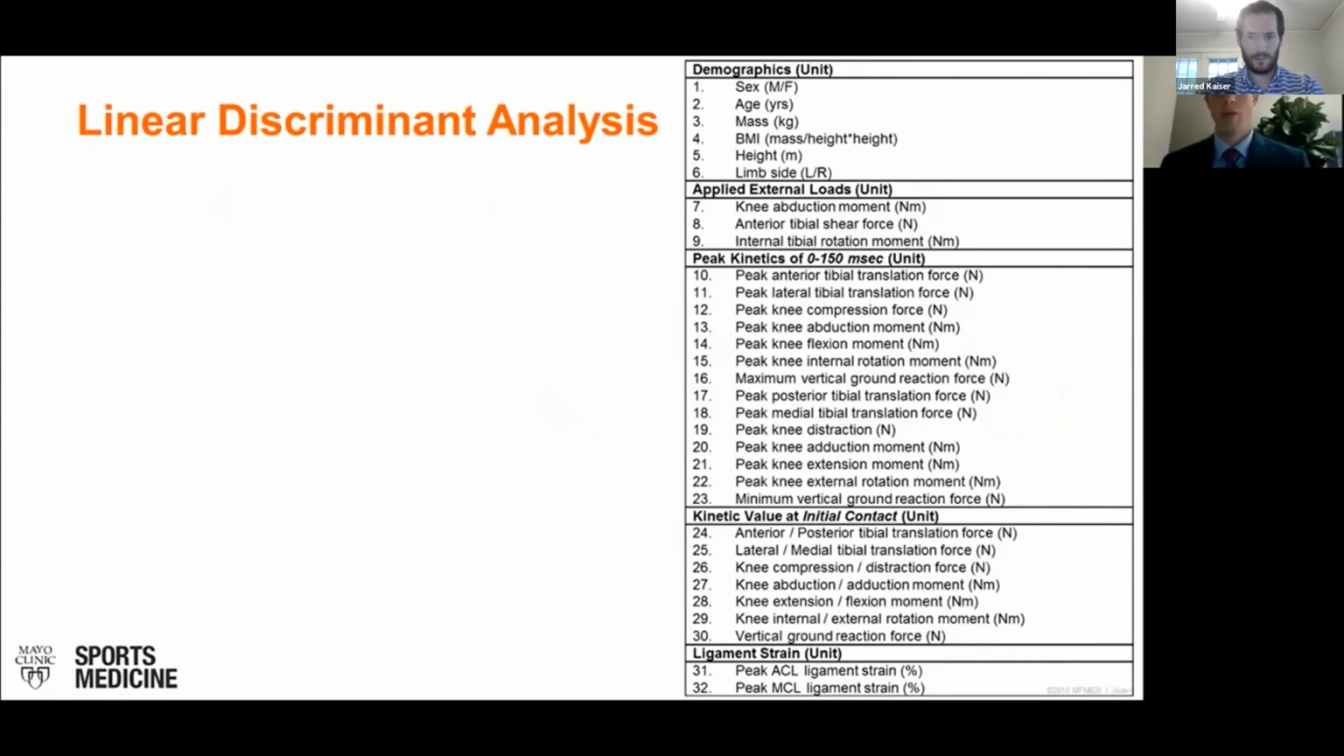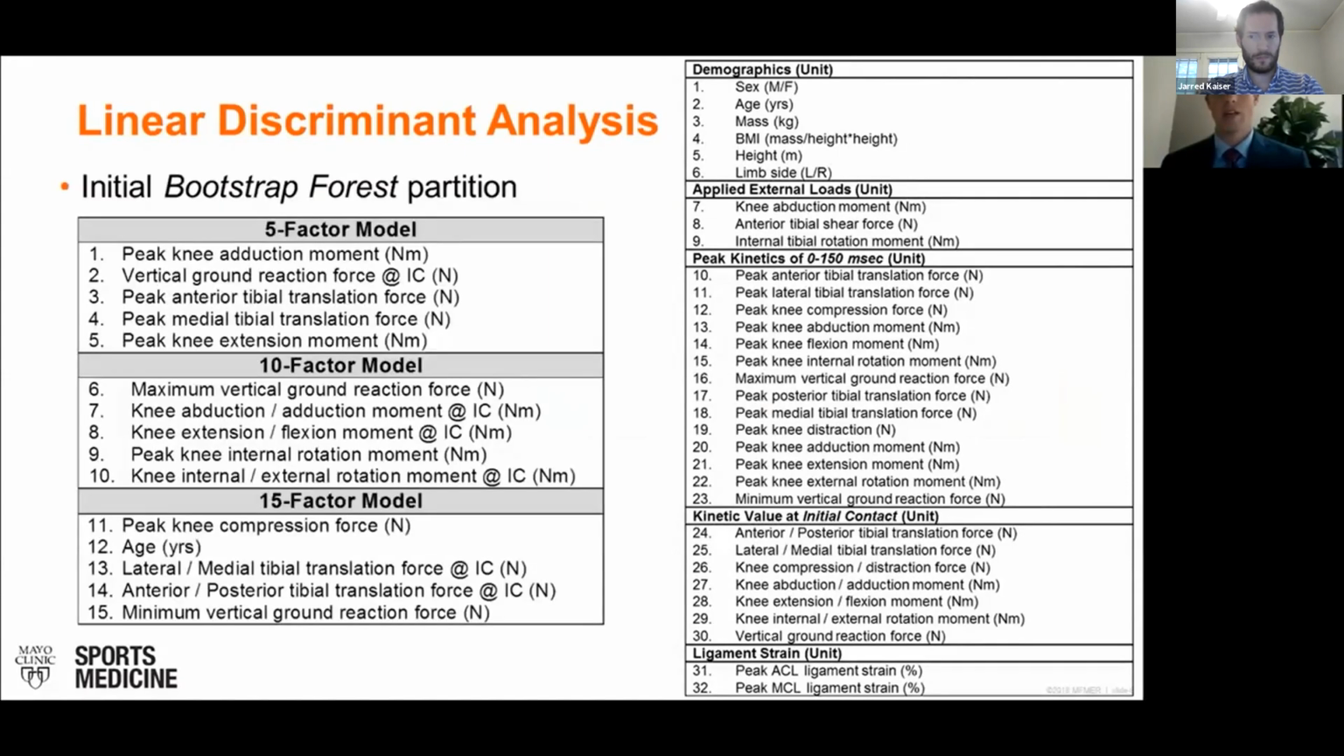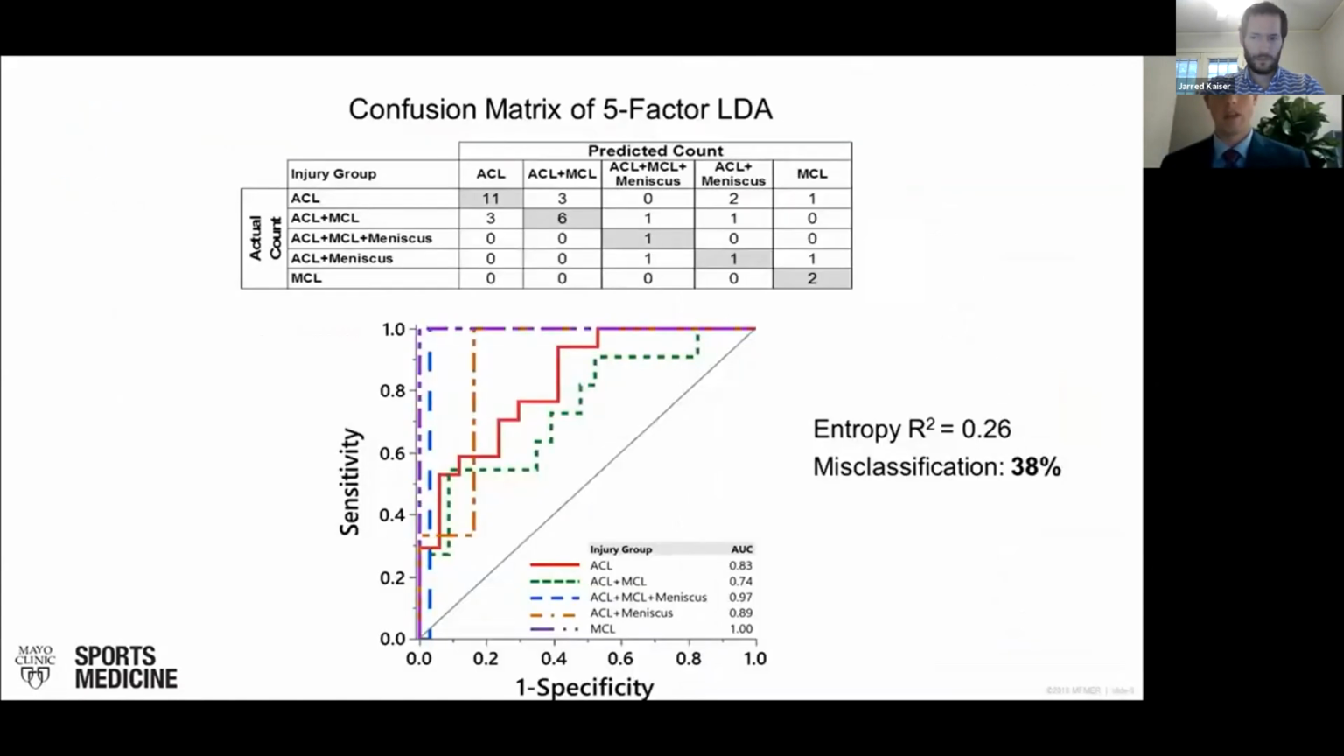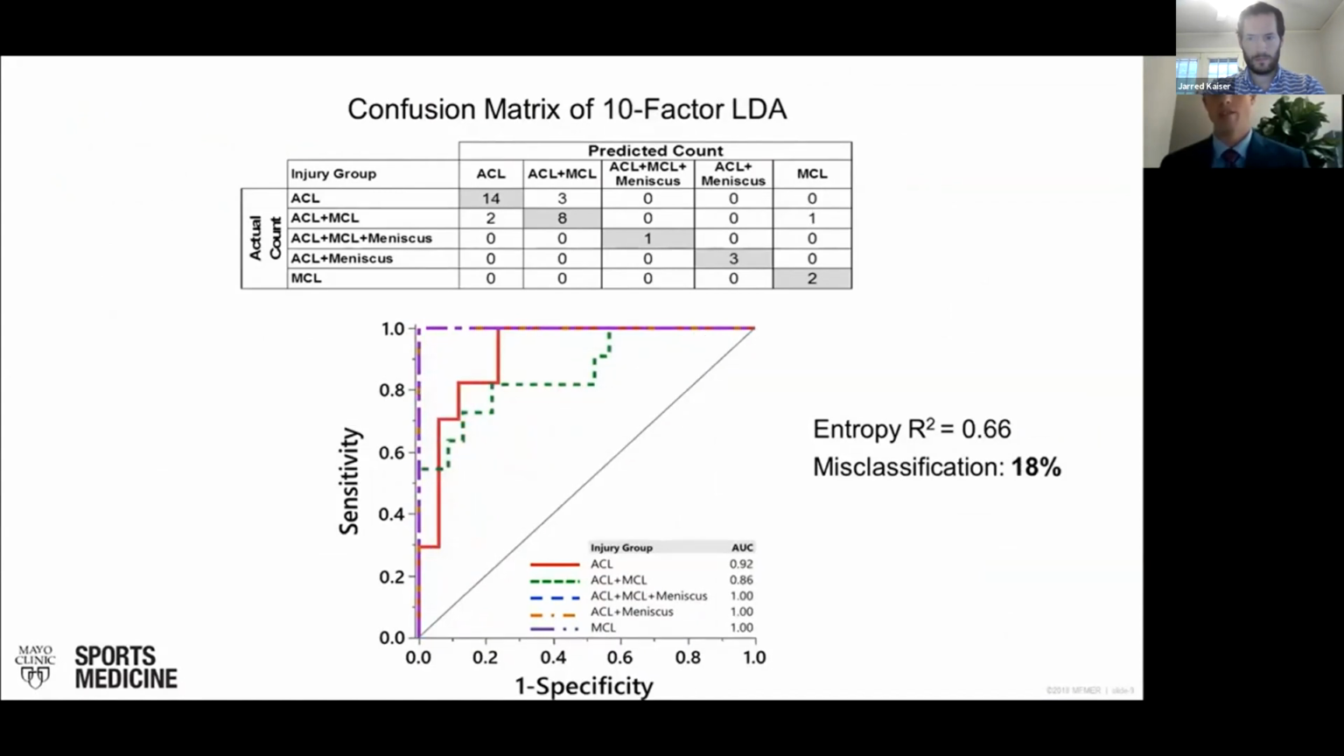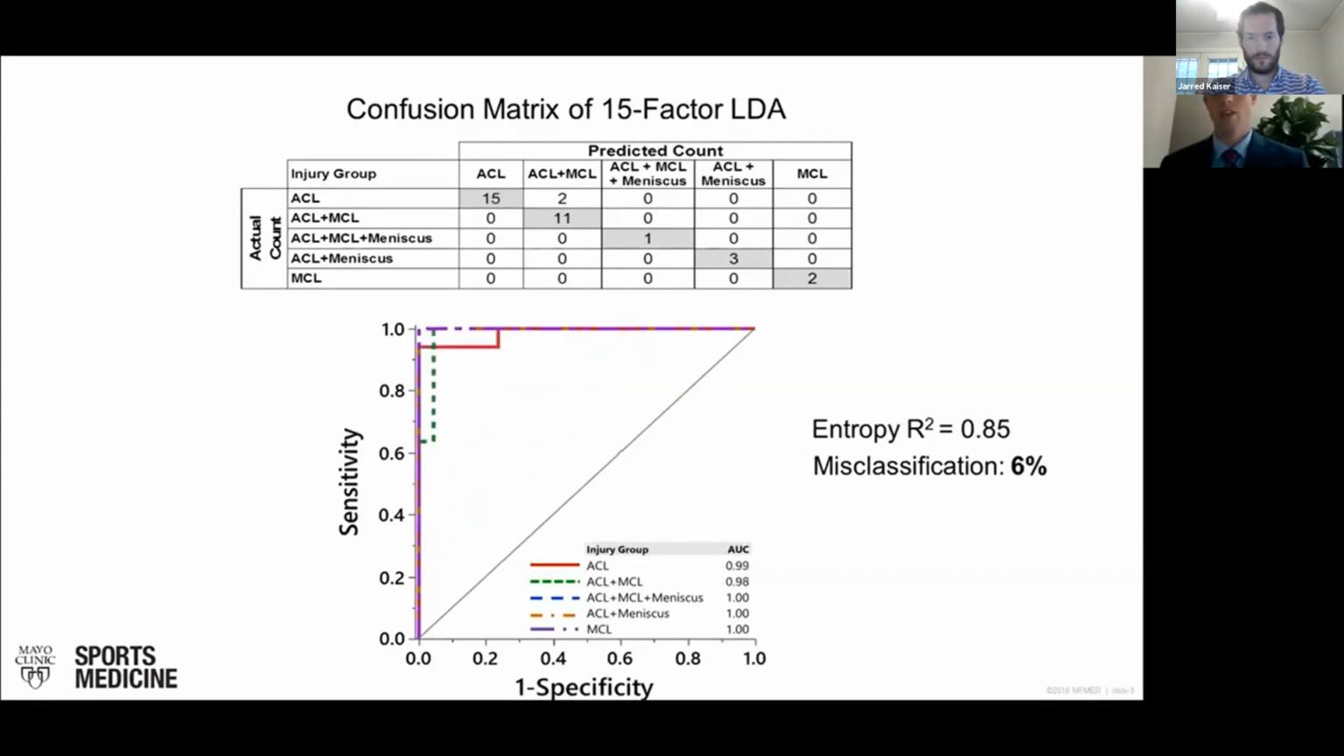We then put these parameters into a bootstrap forest partition model and pulled out the 5 factors, 10 factors, and 15 factors that were most likely to contribute to the injury. We then performed the linear discriminant analysis, and this demonstrates the confusion matrix at the top, as well as the ROC curves for each of the injuries. For the 5-factor model, misclassifying 38%, the 10-factor model, misclassifying 18%, and then the 15-factor model, misclassifying 6%.